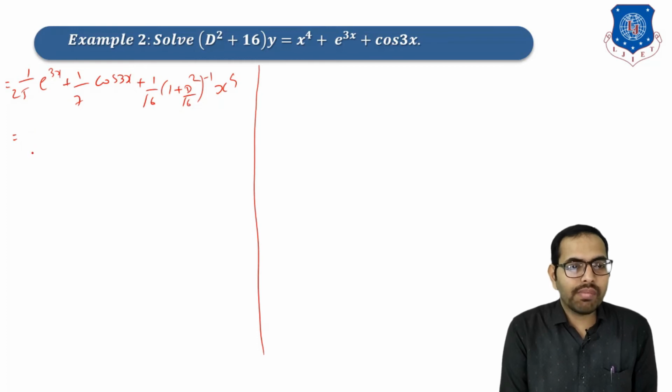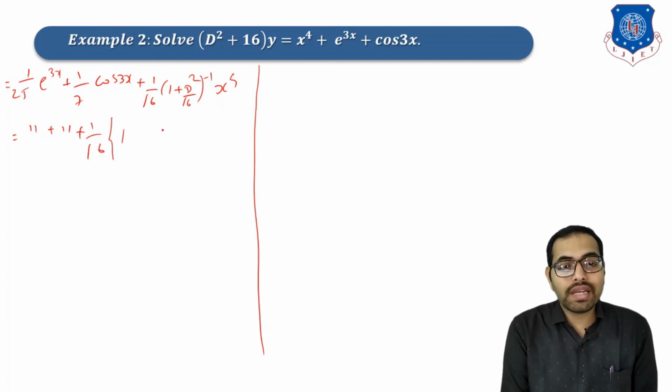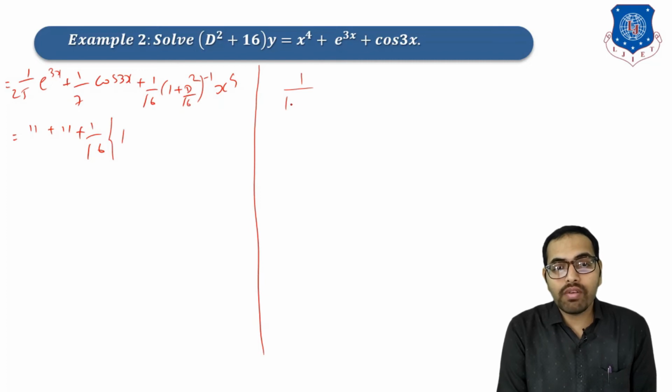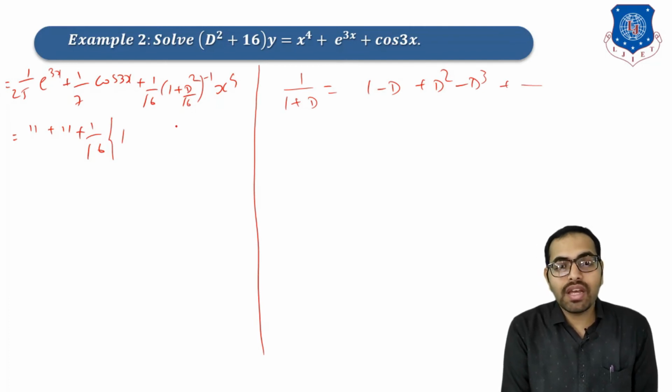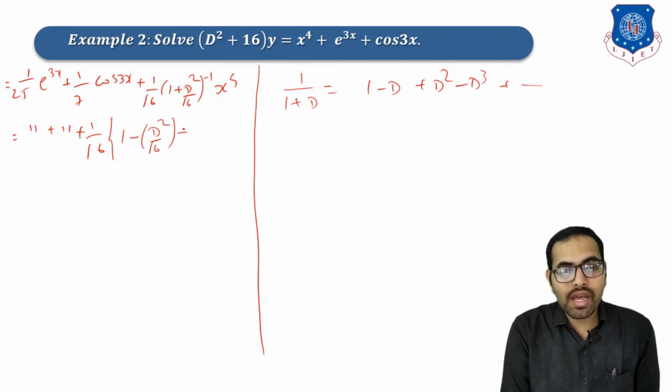Now, the first and second terms will be kept as they are, 1 by 16. Here, 1 plus d, then we have the formula 1 upon 1 plus d equals 1 minus d plus d square minus d cube and so on. Then here, the values of d as d square by 16: 1 minus d square by 16 plus d square by 16 square minus d square by 16 whole cube, plus and so on, into x raised to 4.